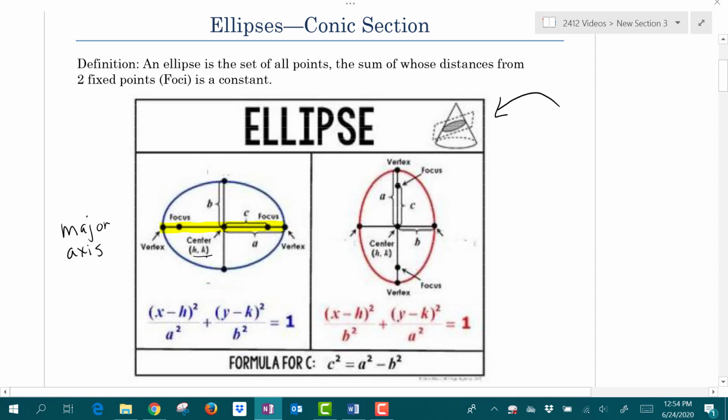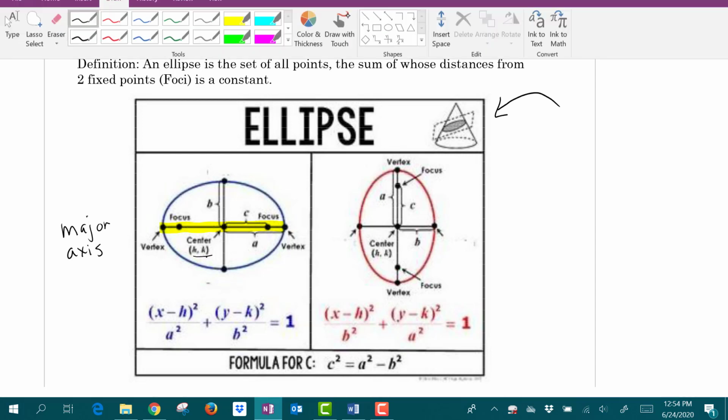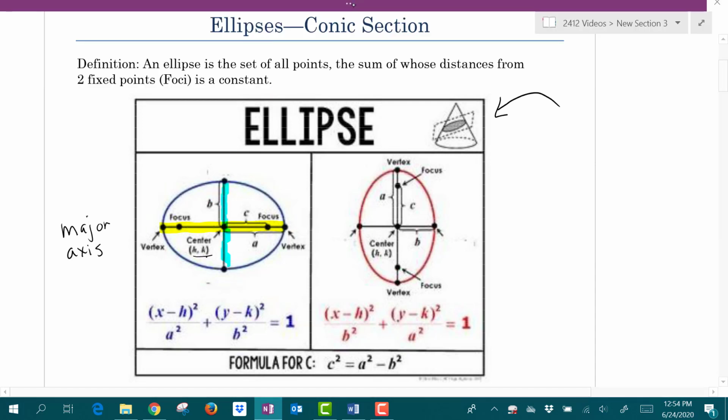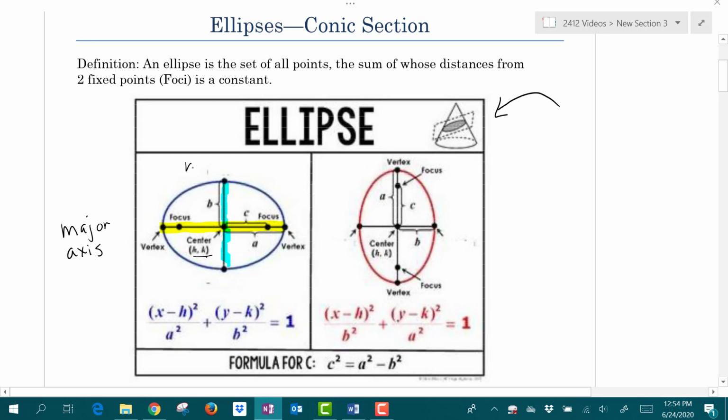The major axis goes through the center, it goes through the vertices, and it also goes through what we call the foci. So we have a focus and we have a vertex. Each of those vertices are the endpoints of the major axis. In the other direction, we have a shorter axis, and we call that the minor axis. We do not have a name for the endpoints of the minor axis.